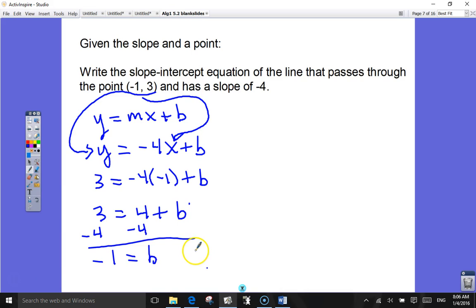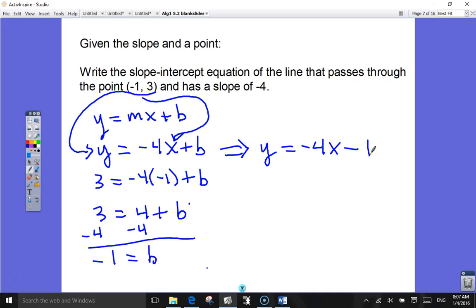So now I'm going to go back up here, and in place of b, put a -1. y equals -4x minus 1. All right, so you start by plugging in the slope because you know it, and then use the x and y to substitute for x and y, and solve for the b. And then once you've got the b, you plug it in. There's the slope, there's the b.